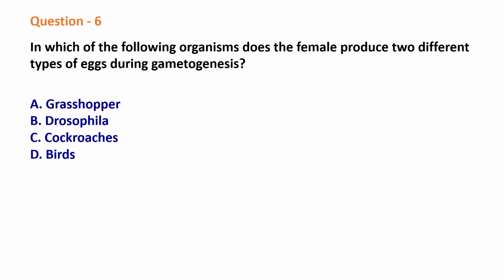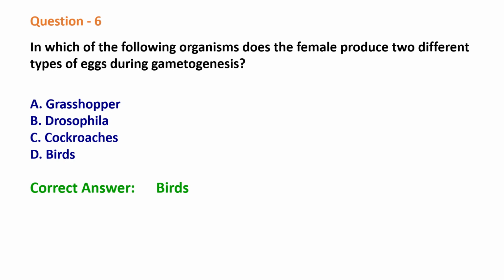Question 6. In which of the following organisms does the female produce two different types of eggs during gametogenesis? Options: grasshopper, Drosophila, cockroach, birds. The correct answer is birds.